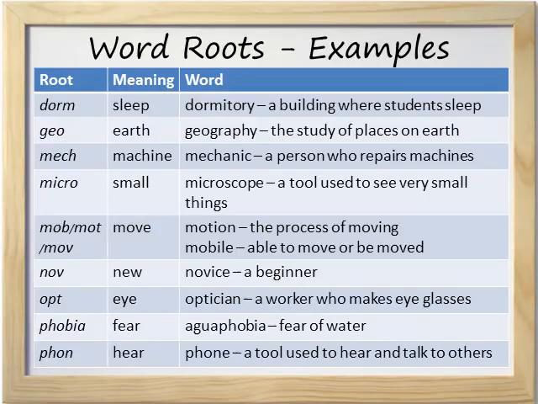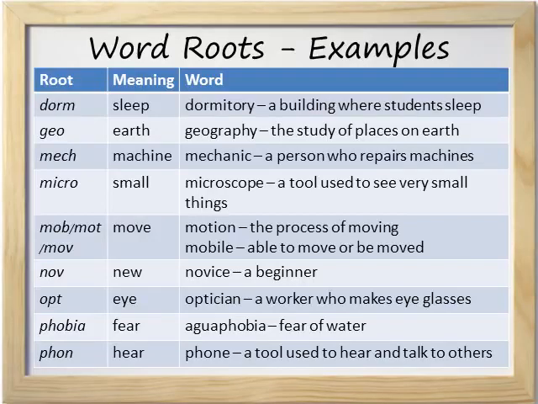Here are more examples of word roots. The root dorm means sleep, and the word dormitory that contains this root means a building where students sleep in college or the university. The root geo means earth, so the word geography means the study of places on earth. The root mech means machine, so the word mechanic that contains the root mech means a person who repairs machines.